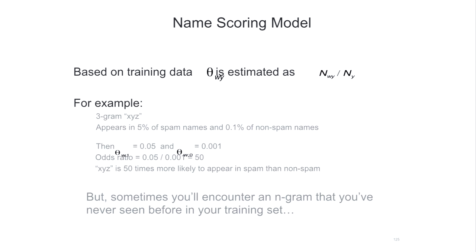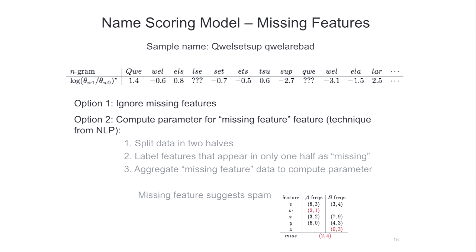But the problem is that while scoring, you will come across n-grams that you have never seen before in your training set. For example, in this particular name, the 3-grams LSE and QWE, we haven't seen in the training set. So how do we deal with that? One option is to ignore the missing feature, basically using the class priors.